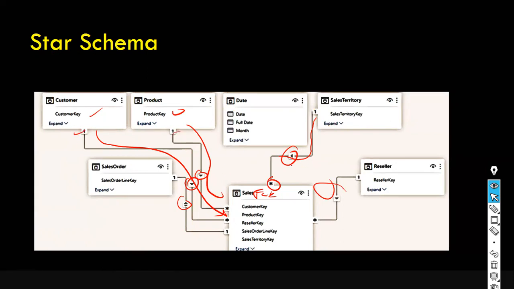The dimension tables are on one side. And next to the sales fact table, you can see a star here, many. But in this case, it is 1 here only, a 1-to-1 relationship. You can ignore this one. So one-to-many. In general, the dimension table and fact table will have a one-to-many relationship. Okay, now you understood what is star schema.